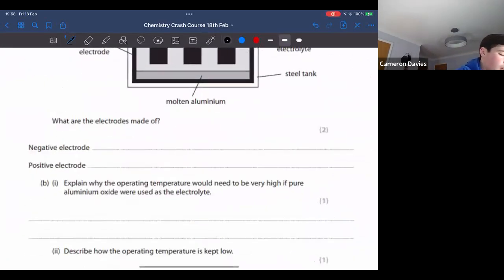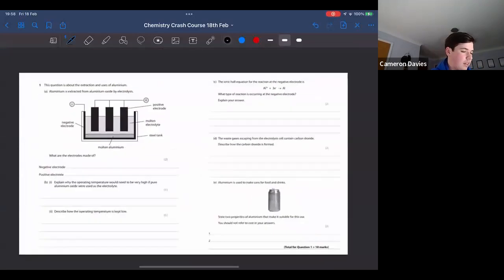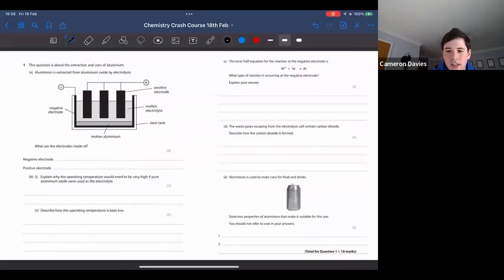So we're going to look at a question about electrolysis first. This is taken from an Edexcel question, but obviously everything's transferable to different exam boards. The questions will remain very similar.